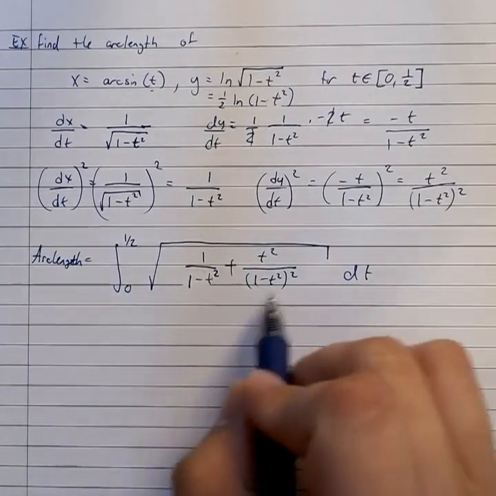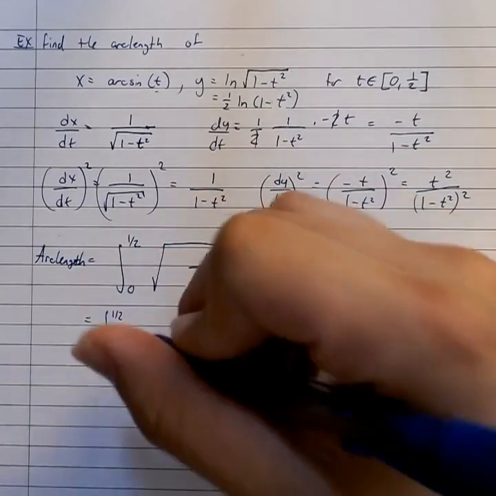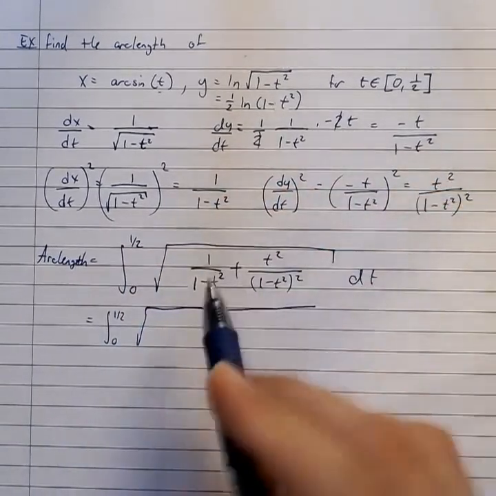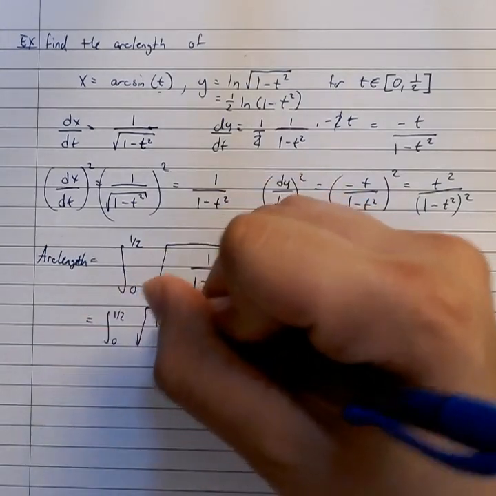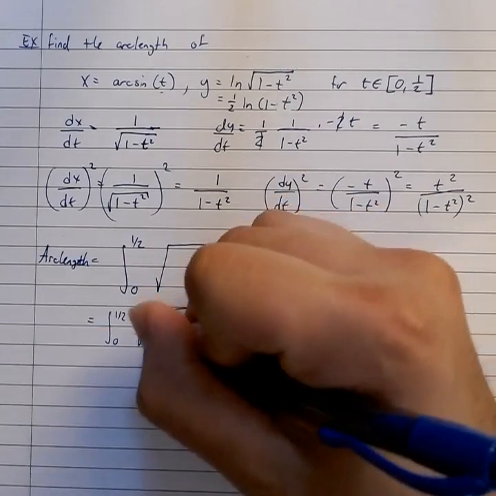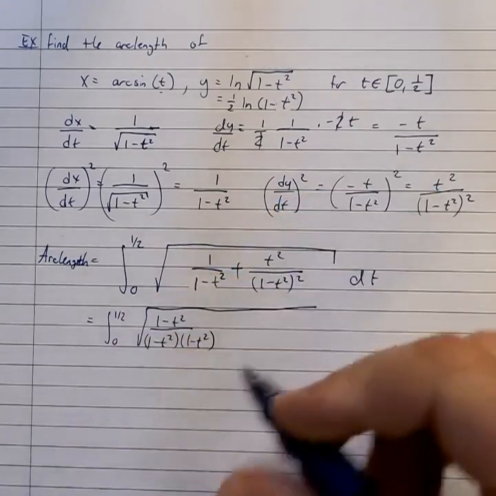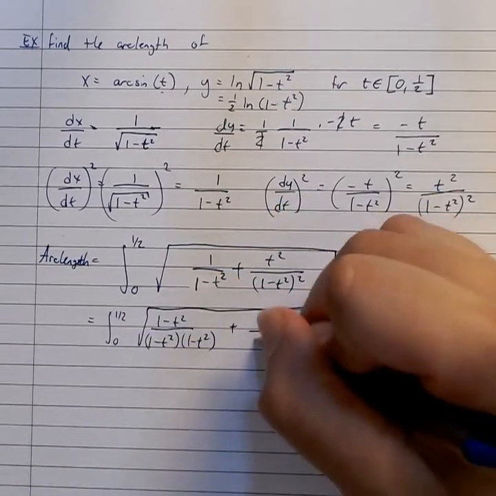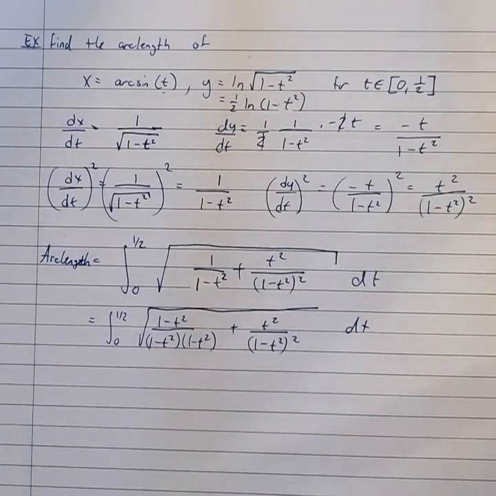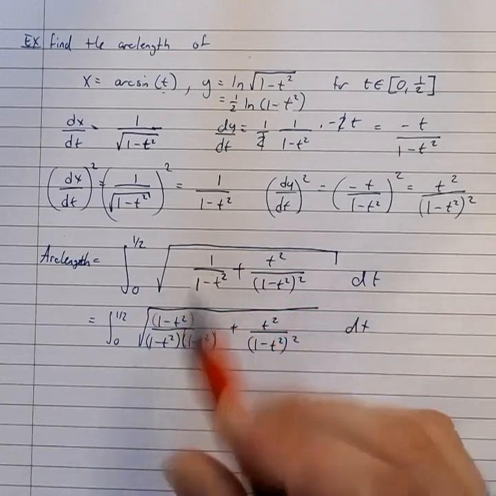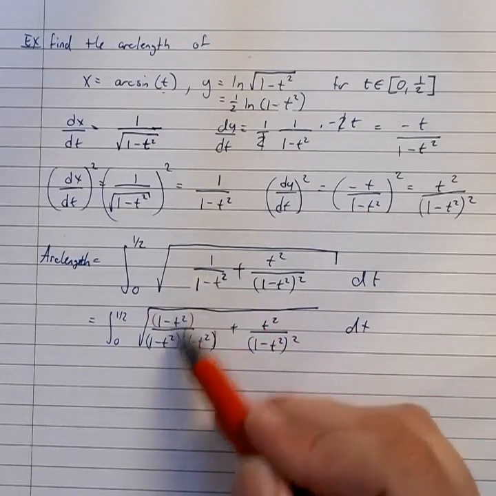All right, so here, it'll be nice if I give these a common denominator. So I can write this as the integral from 0 to a half of the square root of, here, these almost have the same denominator. This just needs another copy of 1 minus t squared. So I can write this as (1 minus t squared) over (1 minus t squared) times 1 over (1 minus t squared), plus t squared over (1 minus t squared) squared dt. Here all I've done is multiply top and bottom by 1 minus t squared. If these two cancel out, I would get this.